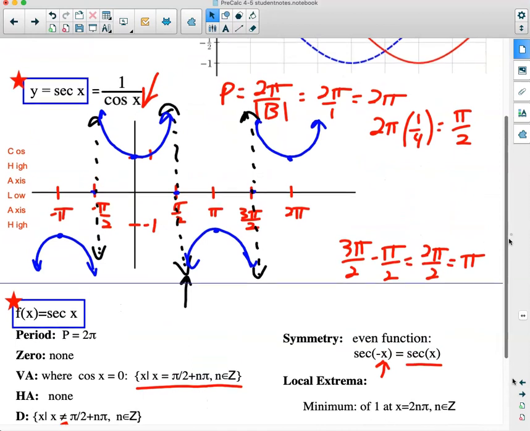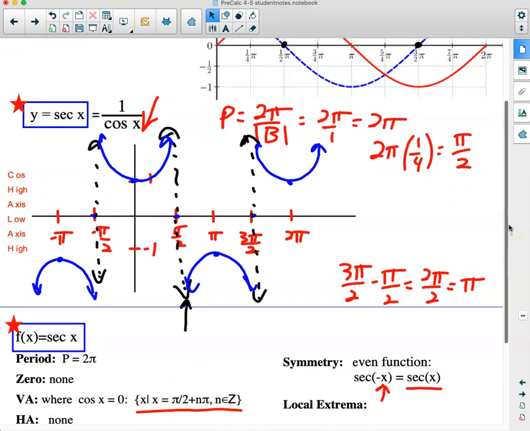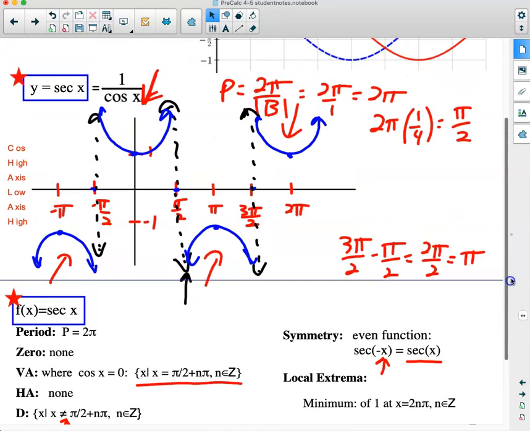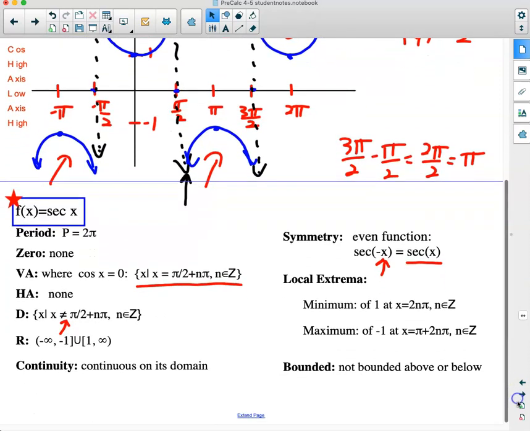Local extrema. Well, we do have local maxes and local mins up here. So we have to take a look and realize that these are local mins, and these are local maxes. So it says we have a minimum of 1. Yes, we do. And where did that occur? That occurred at 0 and at 2 pi. So given how symmetric this is, we know that that's going to space out every 2 pi because that's the period. And so we would say the minimum of 1 is at x equals 2 pi n, where again n is the set of all integers.